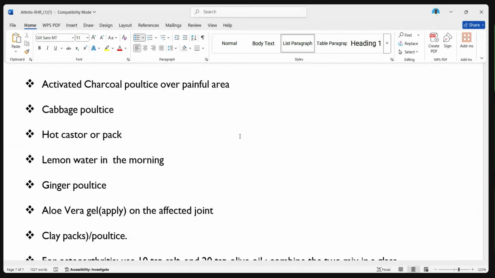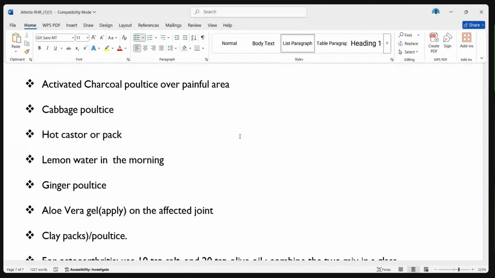Then we have hot castor oil pack. This is just a hot pack on the affected area, but ukishaweka cayenne si lazima ufanye hot castor oil pack. Cayenne will bring about a heating effect.